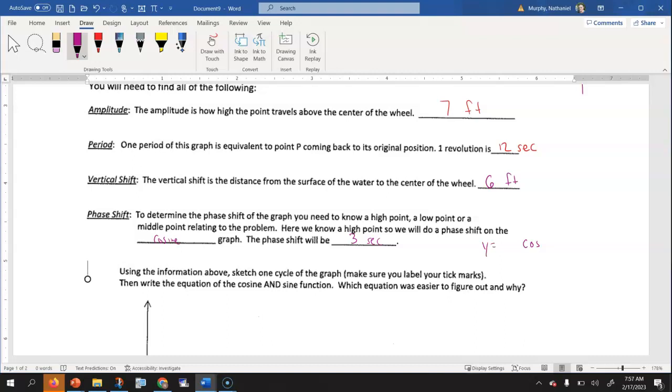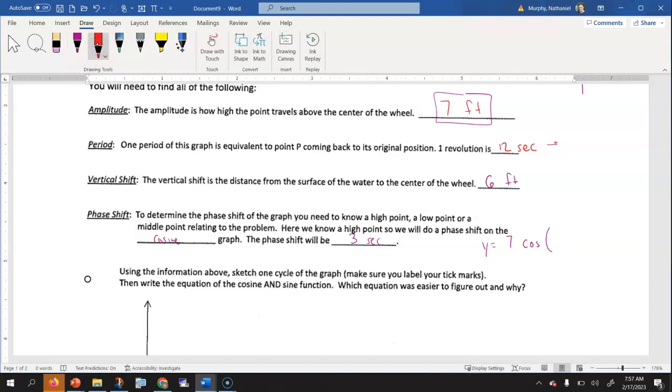All right, so let's see what we know. We know that there's going to be a vertical stretch. Our amplitude is 7, so it's going to be a vertical stretch of 7. Now let's figure out what our horizontal stretch is going to be.